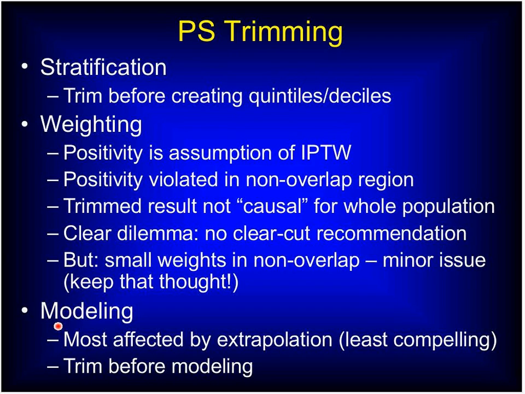Modeling, again, requires that you correctly specify the propensity score outcome association. Modeling is probably the analysis that's most affected by extrapolation. It is the least compelling because you have to get two models right. So I think in the setting of modeling, it would also be recommended to trim before you do the modeling.